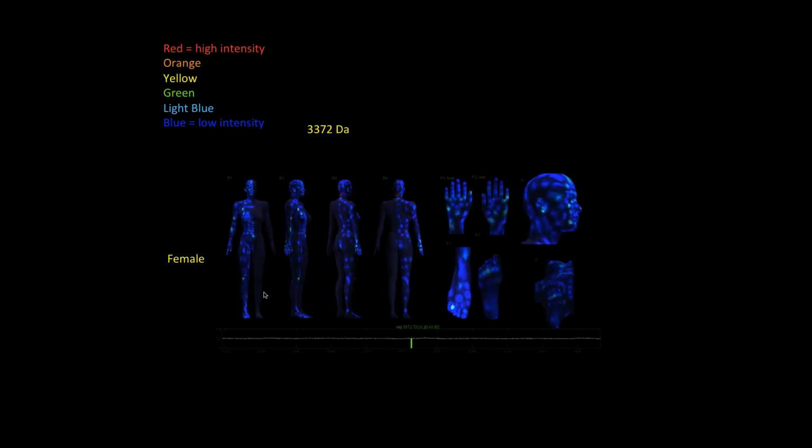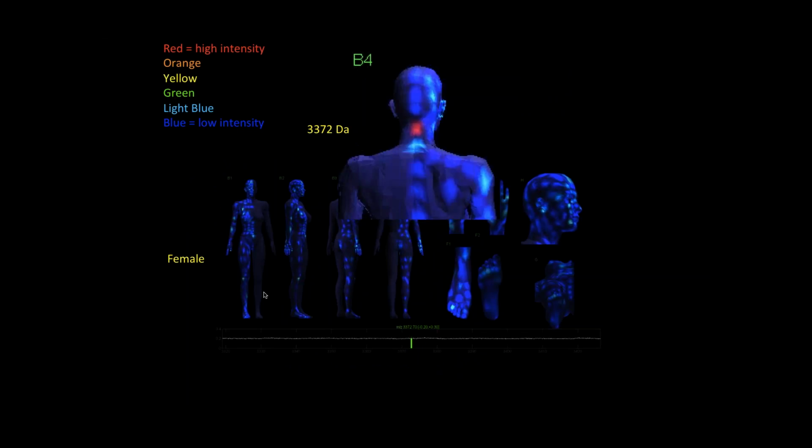And that was this particular one. It has a mass of 3372. The only place you see it, there's a red dot right in the neck of this particular female. And I'm going to zoom in on this.